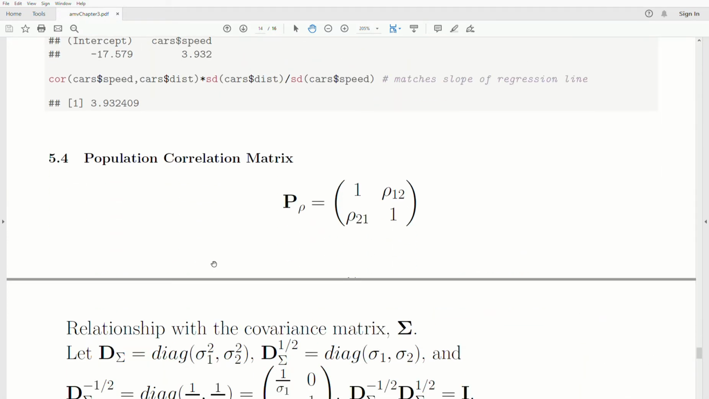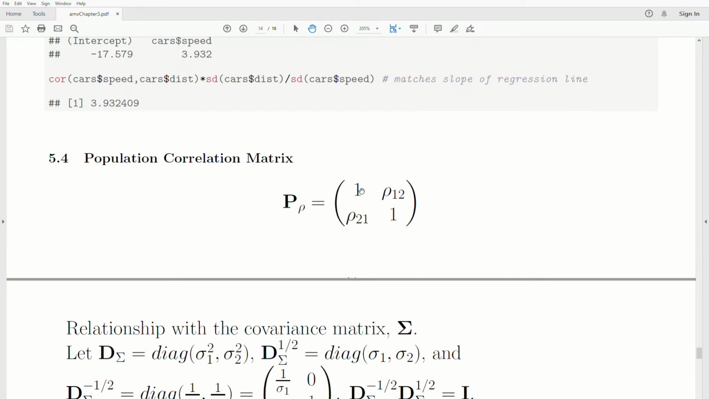Now let's look at the population correlation matrix, which is denoted by capital P. This tells us, so variable 1, row 1, related to column 1, which is variable 1, the correlation is 1.